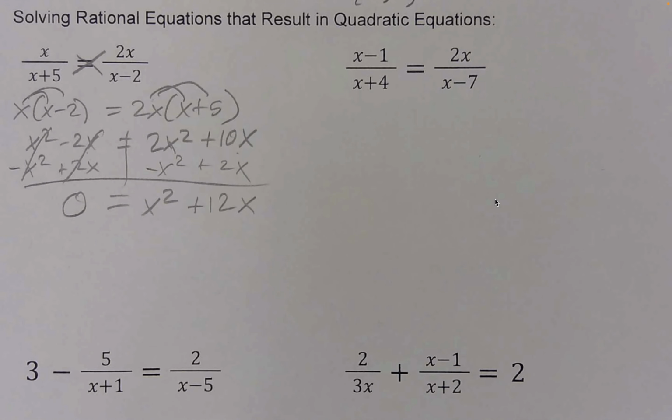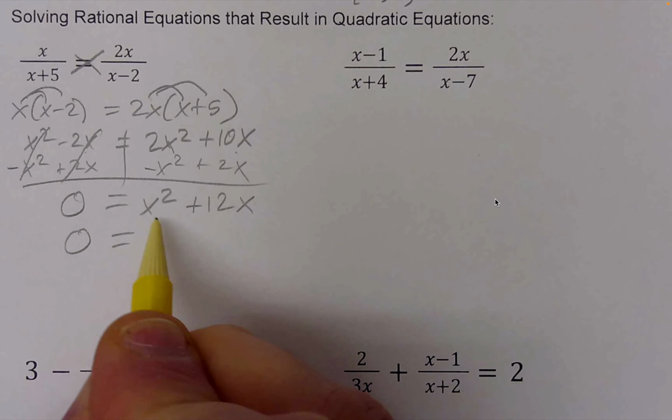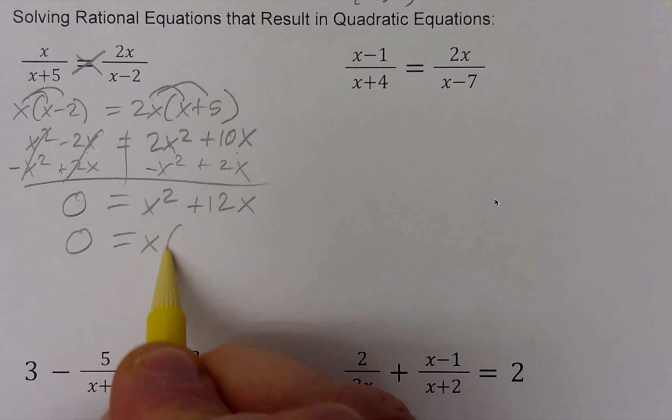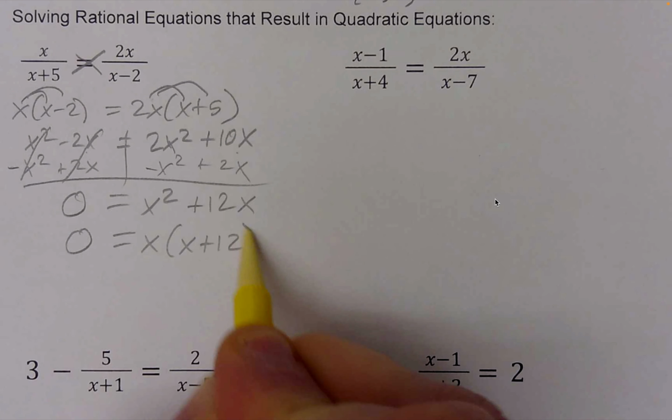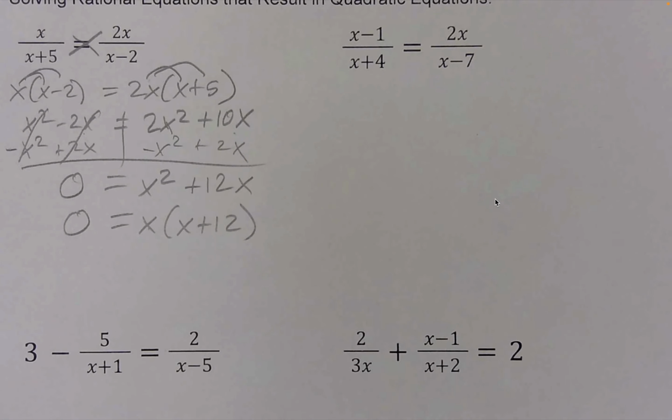Now there's different ways you could solve this. You could use the quadratic formula, where you would use c as 0. I'm going to factor this though, because it's not hard to factor. There's a common term for both of these, right? x times x is x squared, x times 12 is 12x.